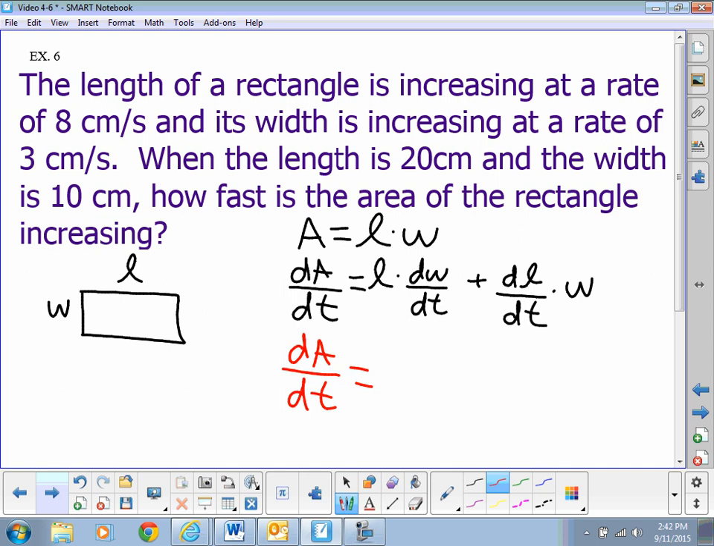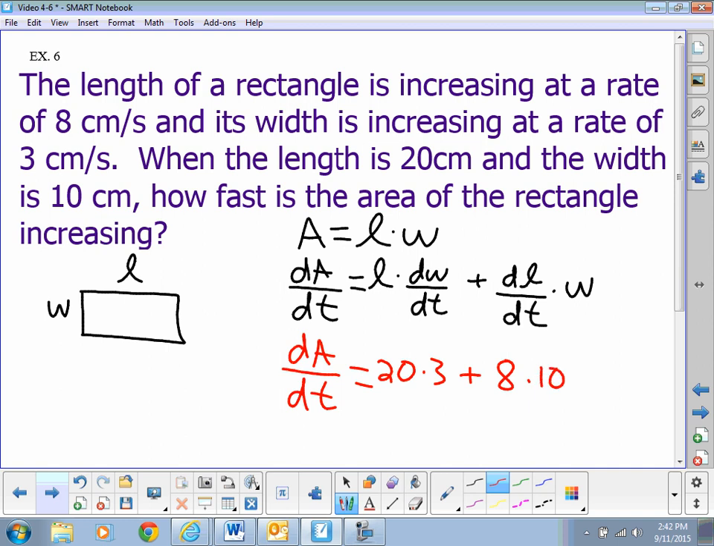Our length we wanted to find at the instant that it was 20 centimeters. Now our rates, remember, you always want to ask yourself in your questions, are our rates increasing as positive values, so are the lengths getting bigger, or should they be negative values because they're getting smaller? Well, here our length and width are increasing, so we're going to put it in our rates as positive values. So our width was increasing at a rate of 3 centimeters per second. dl dt, our length was increasing at 8 centimeters per second, and it was at the instant that our width was 10.